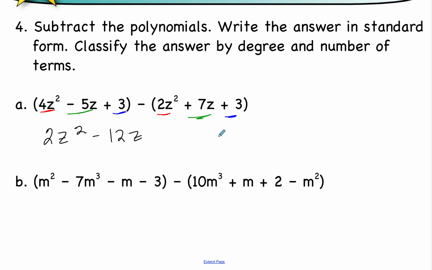So now let's classify this. Our degree is 2, so we would call it a quadratic. And it has 2 terms, so we're going to call it a binomial.